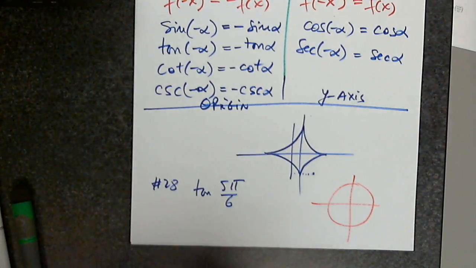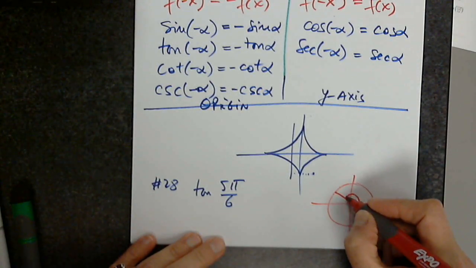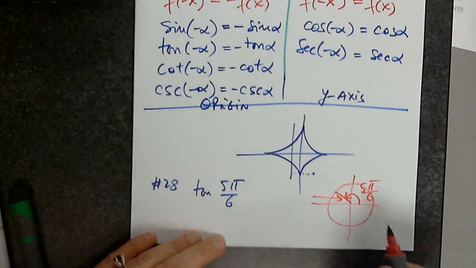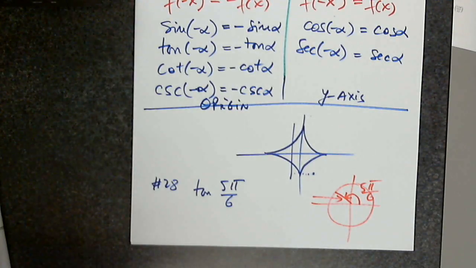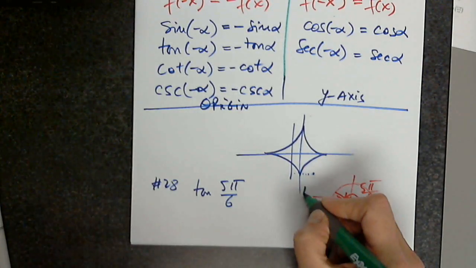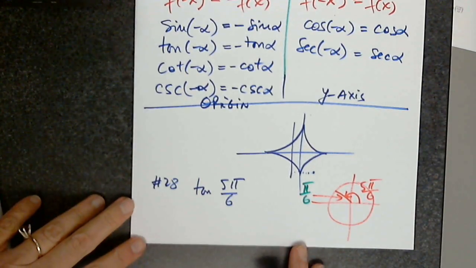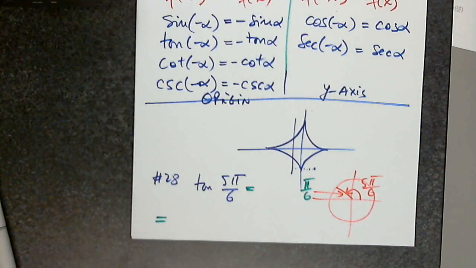Good. So then I know the angle is right here, 5 pi over 6. And I know its reference angle, the RA. What is the RA? Right, pi over 6. Perfect. So now be careful. What next? What follows next? What is the sign of tangent in the second quadrant?